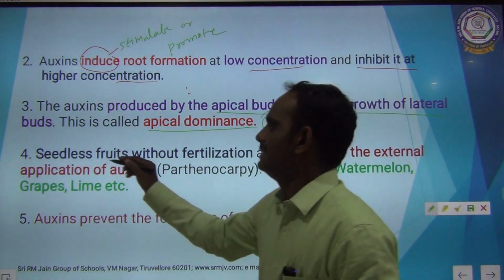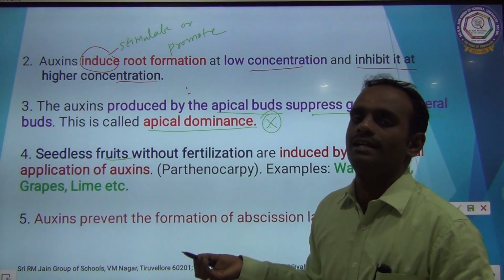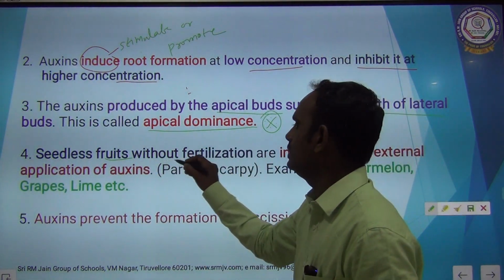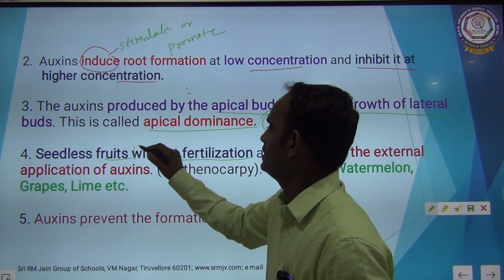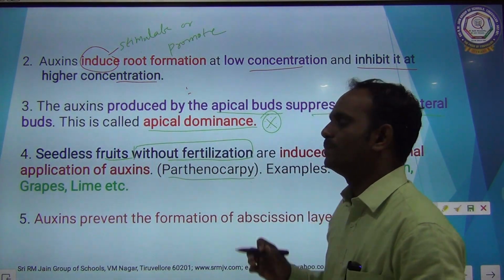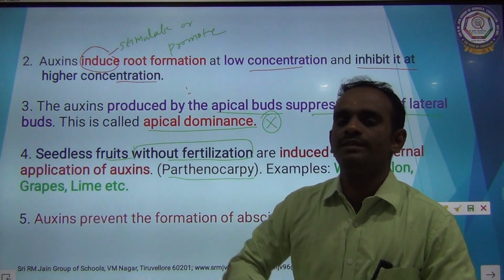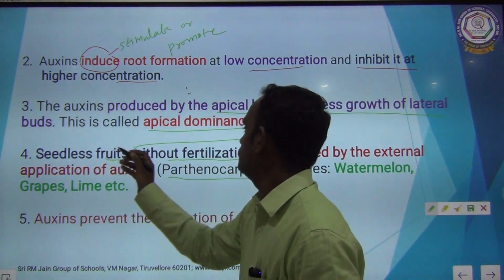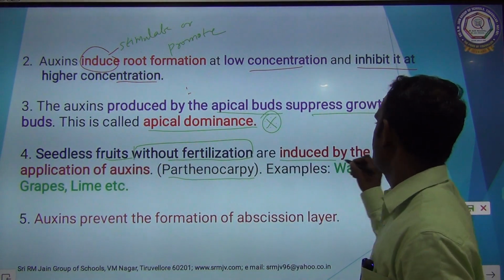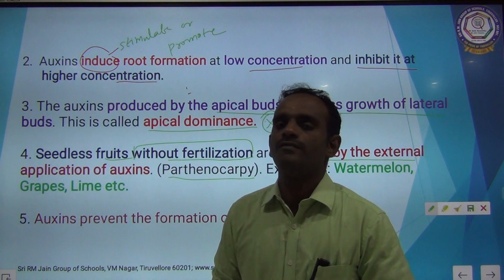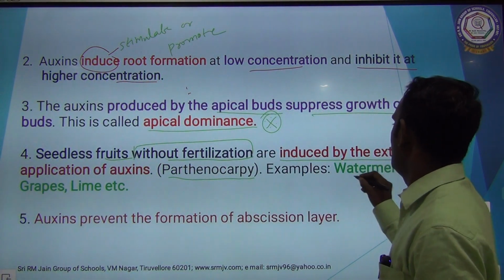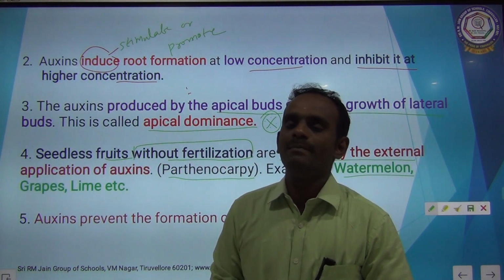Fourth one, seedless fruits. There is no seed at all. Seedless fruits without fertilization. If there is no fertilization, that process is called parthenocarpy. Parthenocarpy means without fertilization. So seedless fruits without fertilization are induced by the external application of auxins. Example, watermelon, grapes, lime, etc.